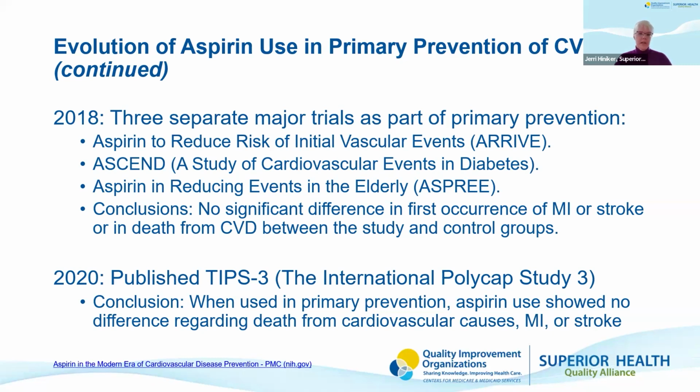And then there was another study published in 2020. This was the International Polycap Study 3, or the TIPS 3 study. This study focused more on women who were 60 or older and men who were 55 or older without known heart disease, or who had not had a prior stroke or a prior heart attack. Again, the conclusion of this study was that, as part of primary prevention, a low dose of aspirin did not show any difference in death, at least for cardiovascular disease, or the occurrence of heart attack or stroke. So why are we seeing this big change?